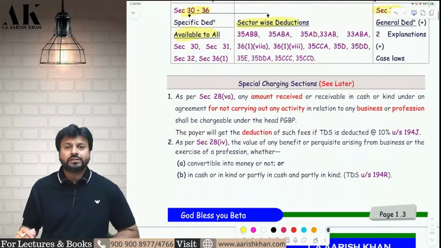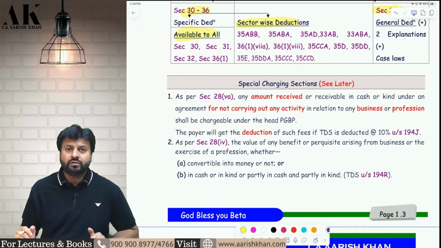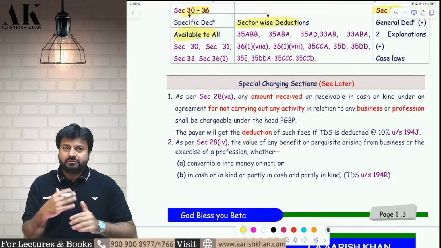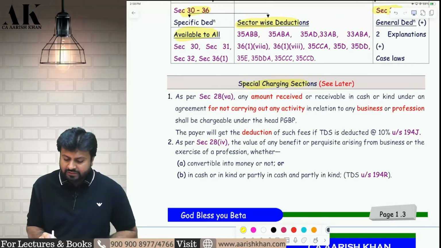Now let's move on to some special charging sections. We have done the general charging. Now our duty is to address the special charging sections, because charging sections should all be done together only. Let's start with the special charging sections.